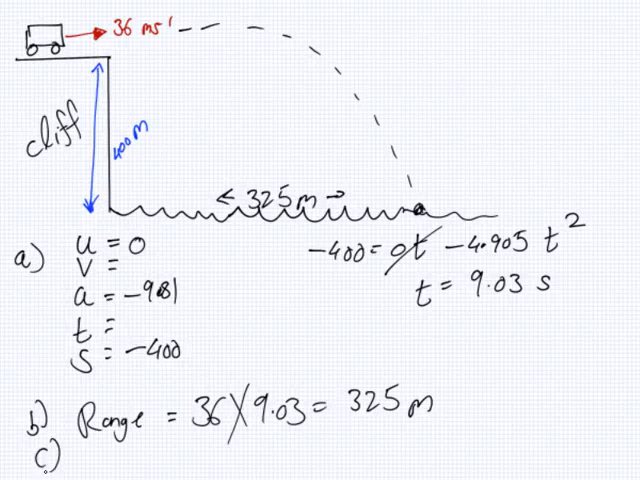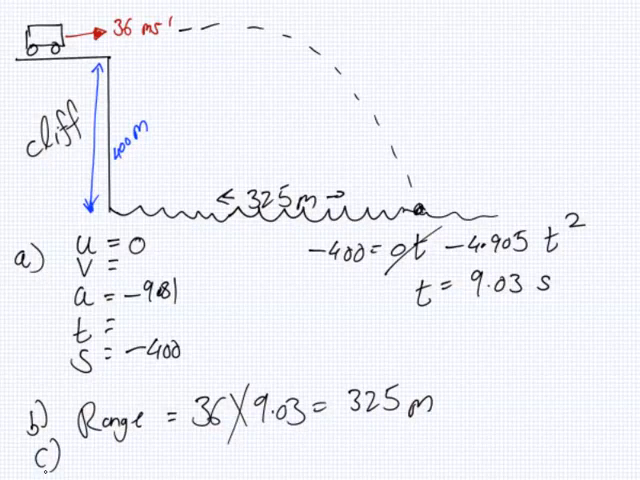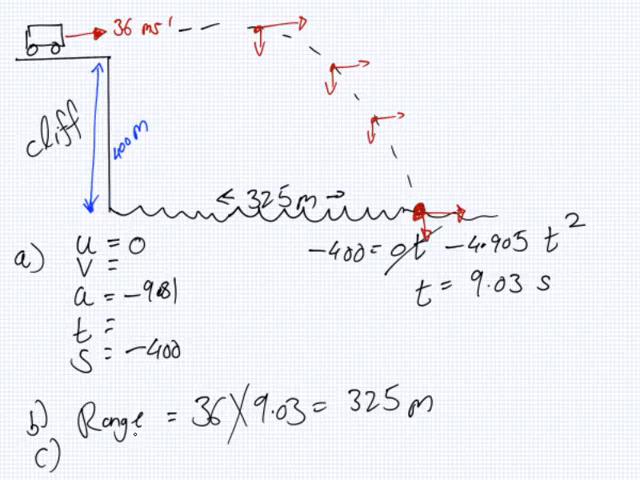Okay, part C. What was the velocity of the car at impact? Now, if you think about it, as it's moving through the air, it will have a horizontal and a vertical velocity. And at the very end, it also has a horizontal and a vertical velocity. And I want to know what the horizontal and the vertical is. So I'll call this Vx, and I'll call the other one here Vy.